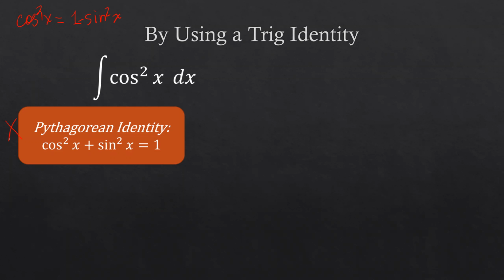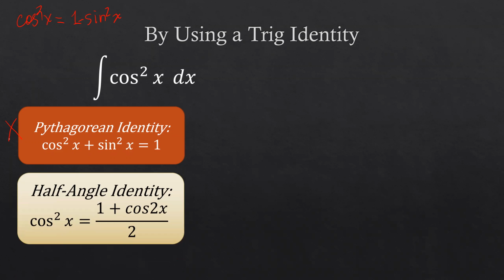And one of those is the half angle identity. The reason why this is helpful is that it trades in cosine squared for just cosine, even though the argument here, the input right here, is 2x. It's still helpful because it's linear, right?